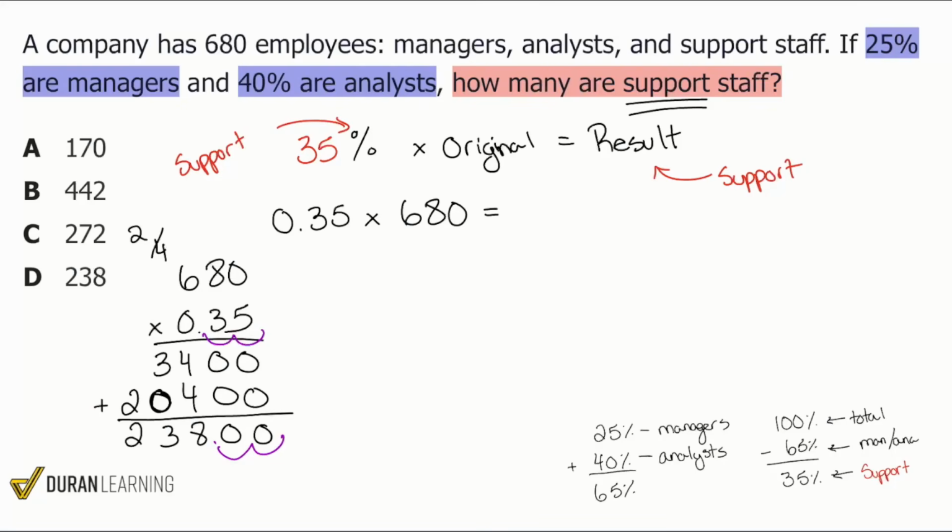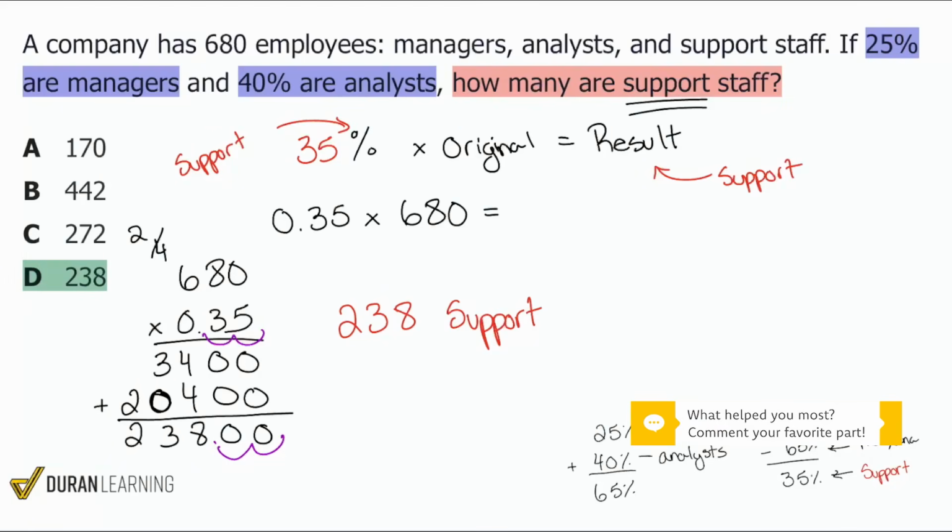The correct number of support staff on staff is going to be 238 support. And there we go. The correct answer for this one, my party people, is answer choice D, 238. And remember, everybody, I hope this sticks with you beyond this session. Remember that you win the word problem before you calculate. That's what it's all about.